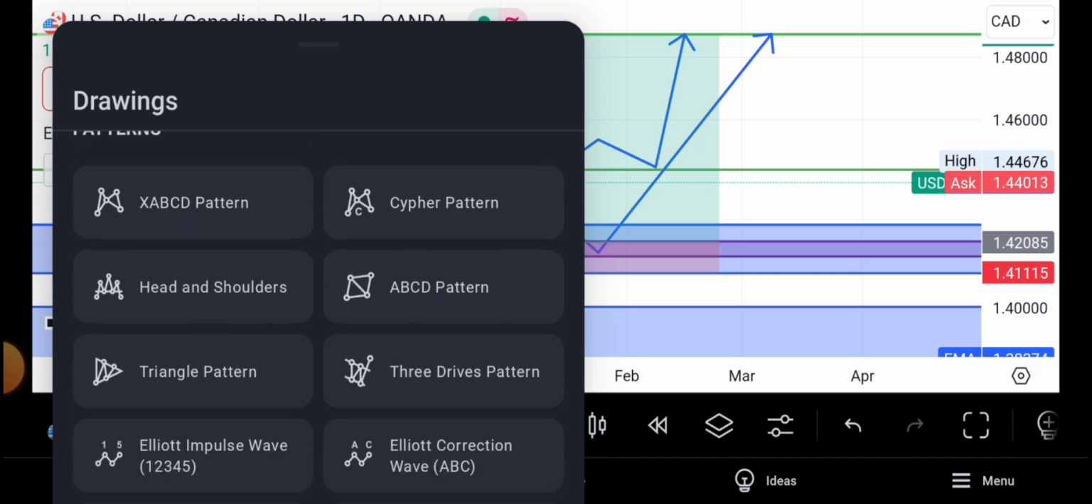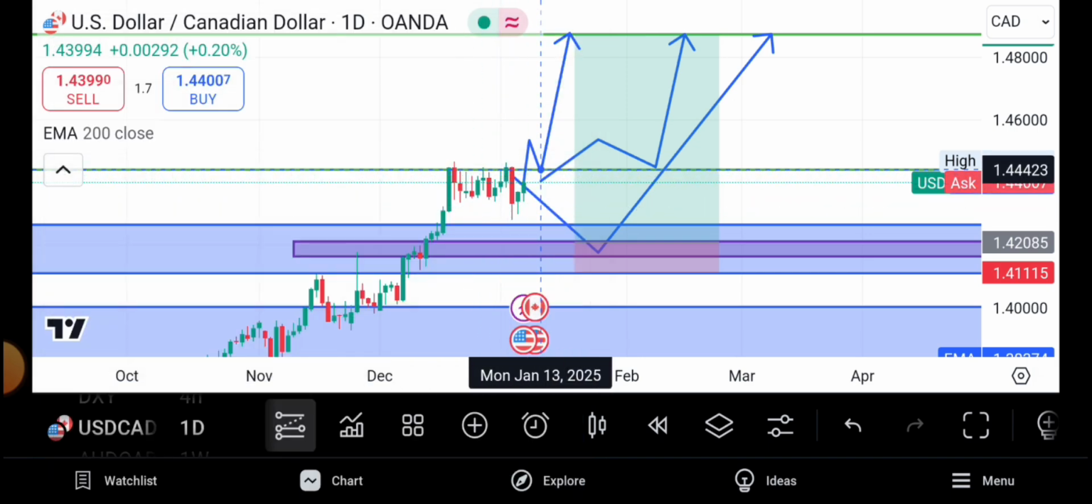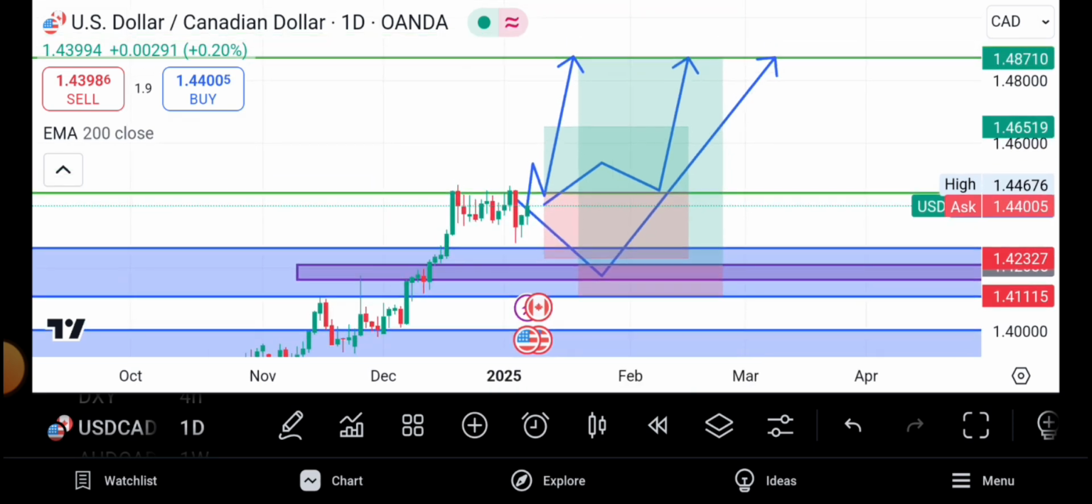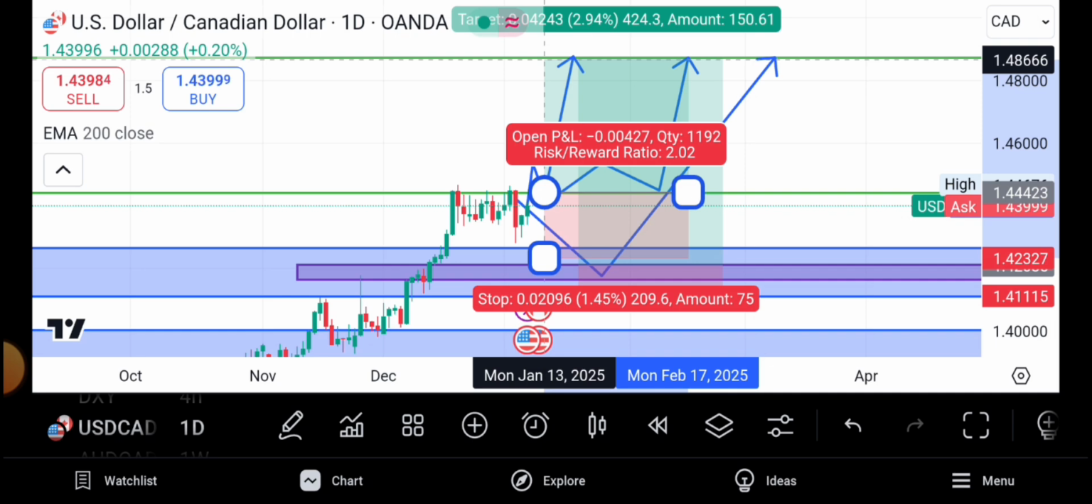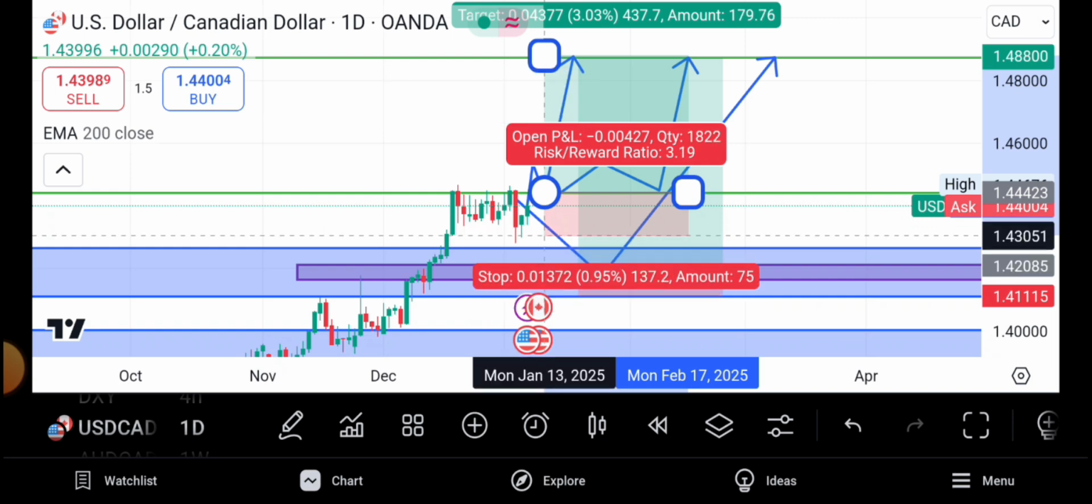I don't see any chance of selling this pair. I'm only buying. I'm only bullish in this pair. I'm bullish in USDCAD.